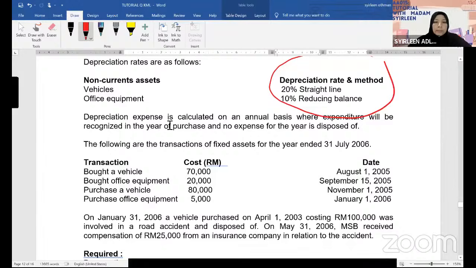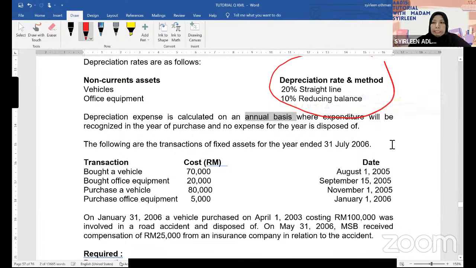Depreciation expense is calculated on an annual basis. That's the best thing. So annual basis, yearly, easy. Annual is actually yearly basis, right? So the following transactions for the fixed asset, there are several transactions.